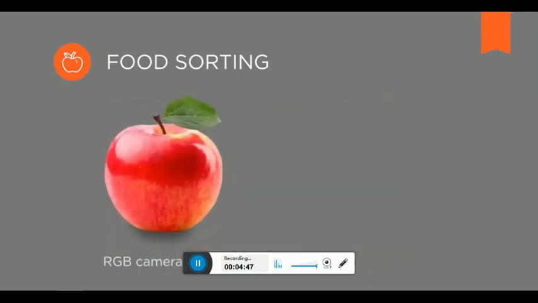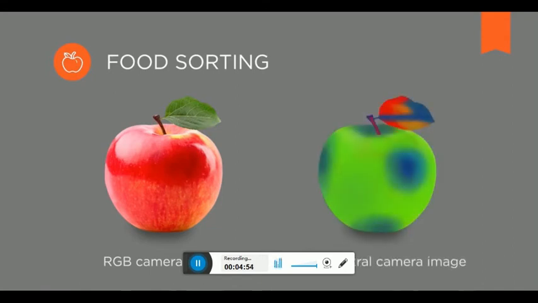Traditional RGB cameras can detect whether the apples are damaged or have red blemishes. Multispectral cameras, however, are able to detect even the slightest dent in the apple. They can see if one part of the apple is softer than others.